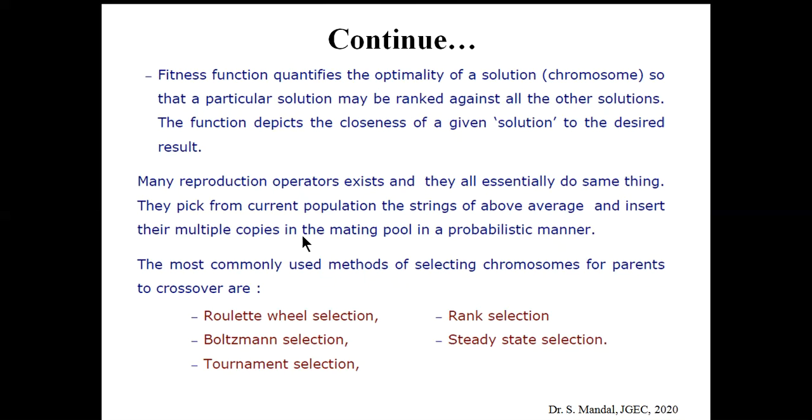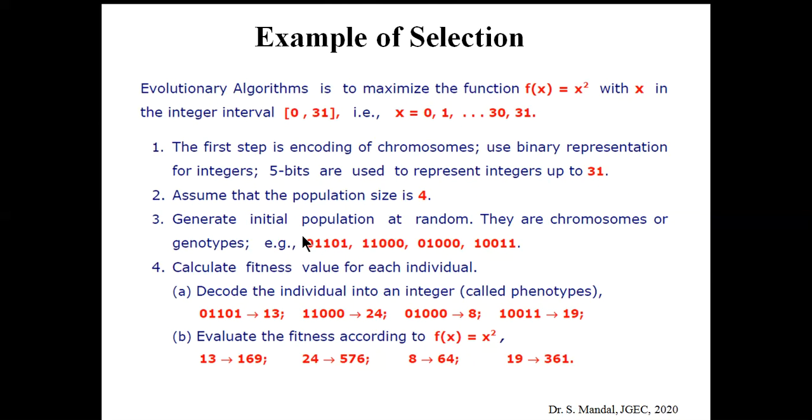Okay, so basically all these operators essentially do the same thing. That means they pick from the current population based on their fitness value, so that we can apply the crossover and mutation operations on them. Now, let's discuss the roulette wheel selection with an example so that we can understand with more clarity.